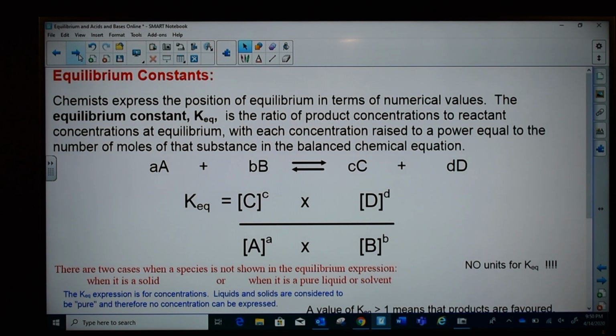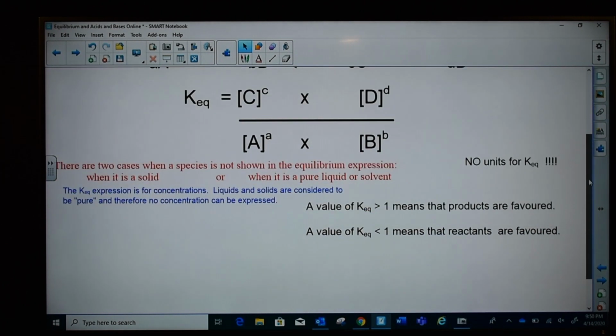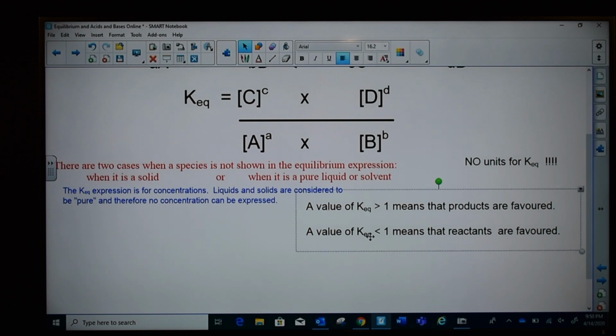Okay, the last thing I wanted to go over in this lesson is what's called equilibrium constants. There's two ways to express how far a reaction has gone to completion. One of the ways is equilibrium constants. We'll talk about the other way on Friday. If the equilibrium constant is greater than 1, it means the reaction is going to favor the products, it wants to go. If it is less than 1, it means the reactants are favored and it doesn't want to go.